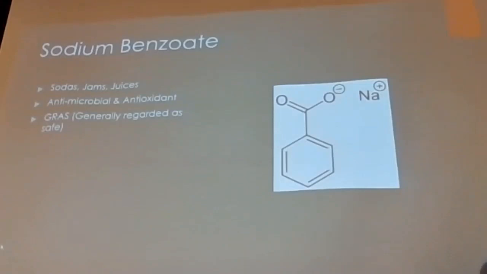It's most commonly found in places like sodas, jams, and juices. And this is because it works best in a lower pH. A lower pH means we've got some H+ ions going on, and it's acidic, okay?